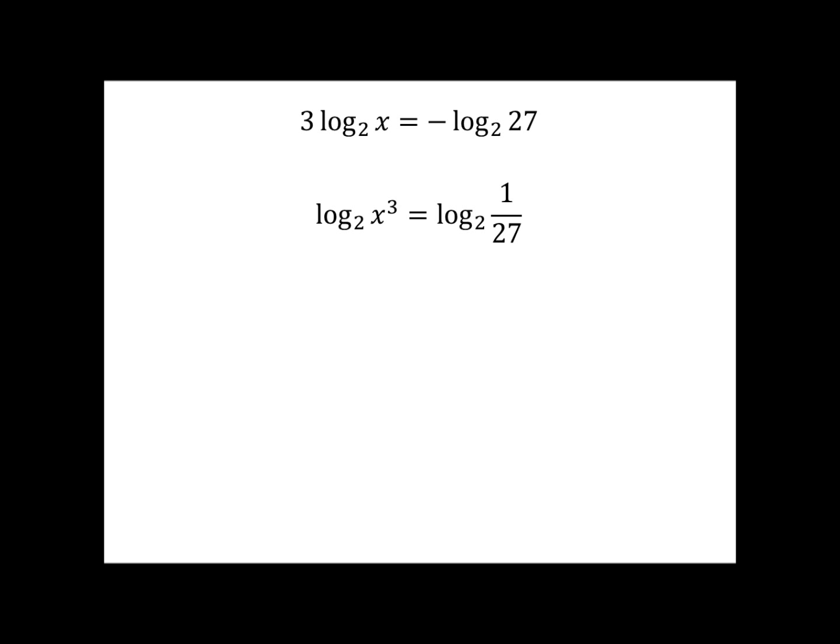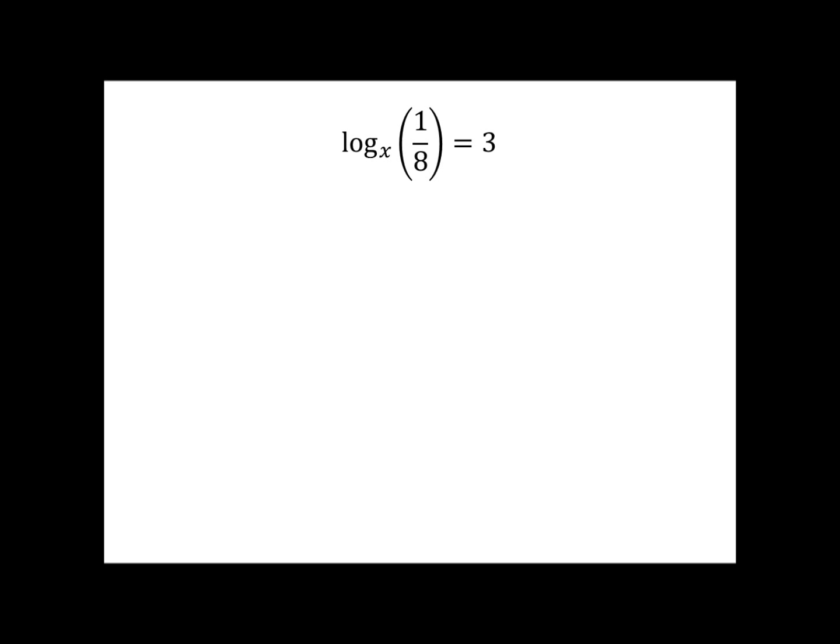Similarly, if I make the negative a power on 27, it turns it into a fraction. So now I have the log base 2 of x cubed equals the log base 2 of 1 over 27. The only way that these two things are going to be equal is if x cubed equals 1/27. Now I just take the cubed root, I get x equals 3.